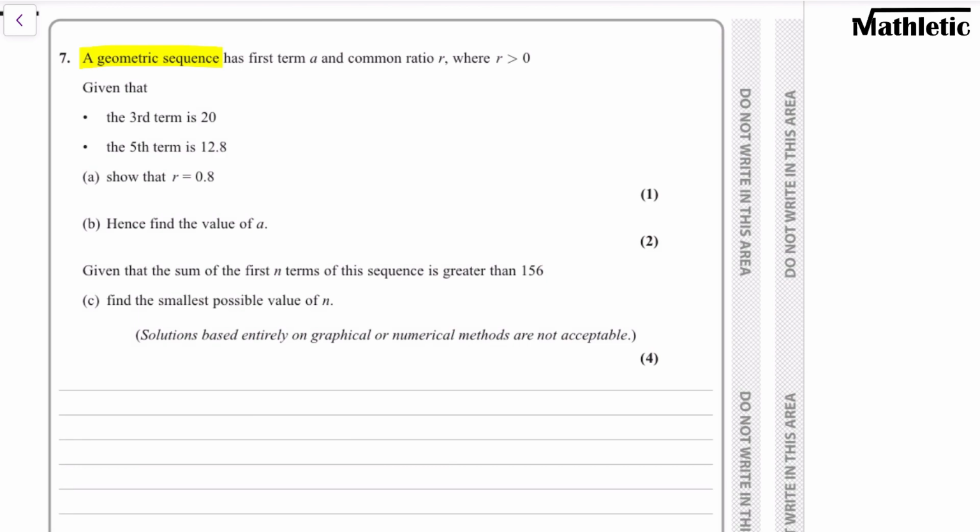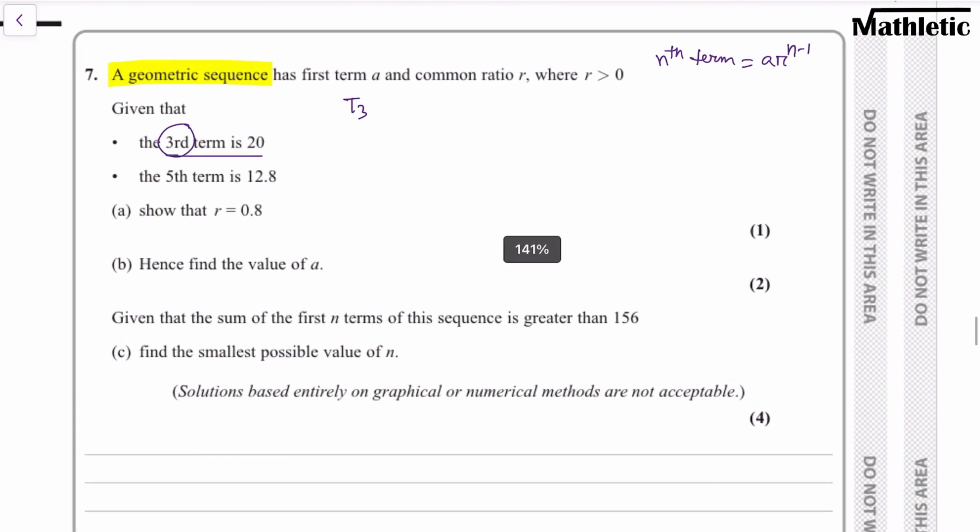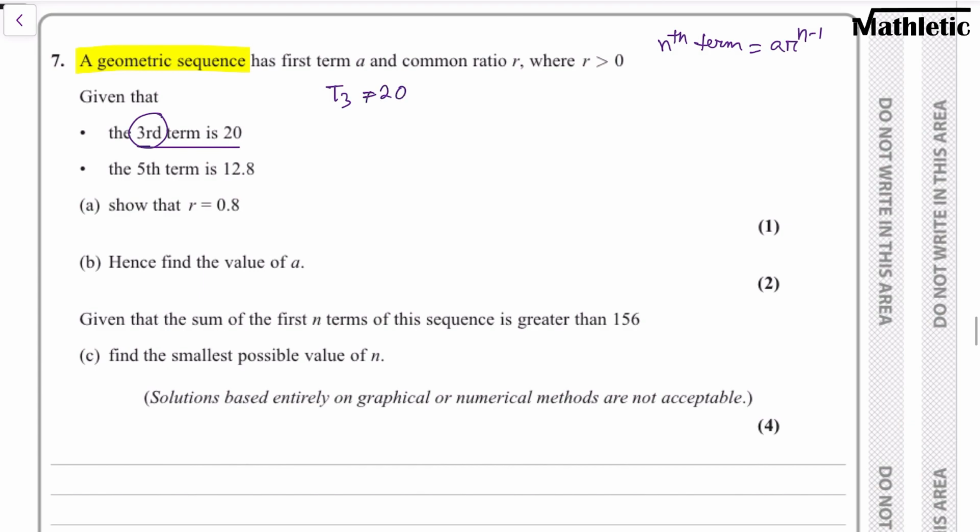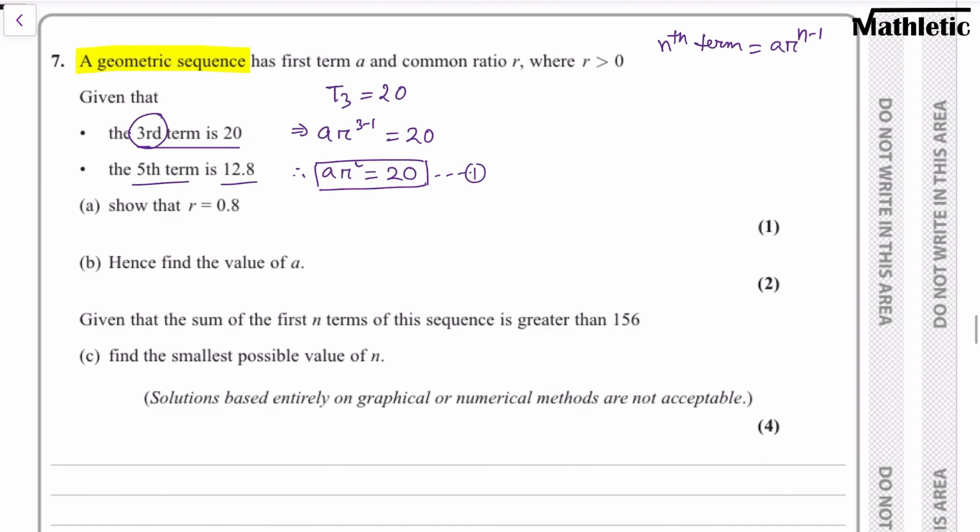So in this one, the third term is 20, and for the GP series, the nth term formula is ar to the power n minus 1, right? So the third term means T3 is given. T3 is 20. T3 means ar to the power 3 minus 1, as in you just substitute the value of n as 3 in this formula. So from here you get ar square equals 20. This is equation 1.